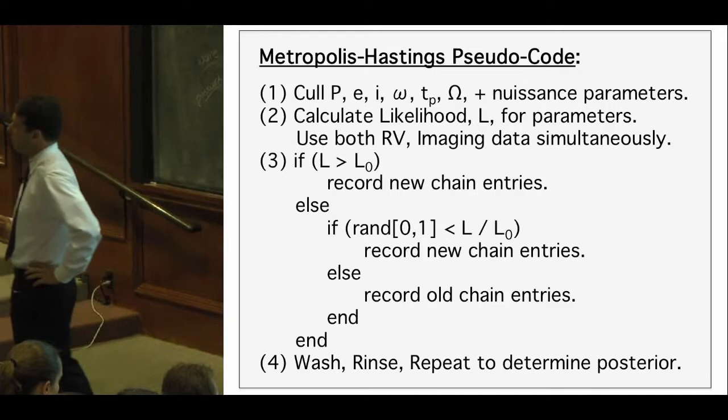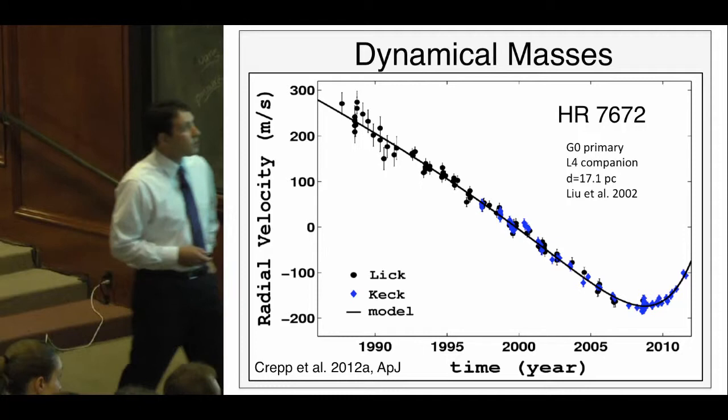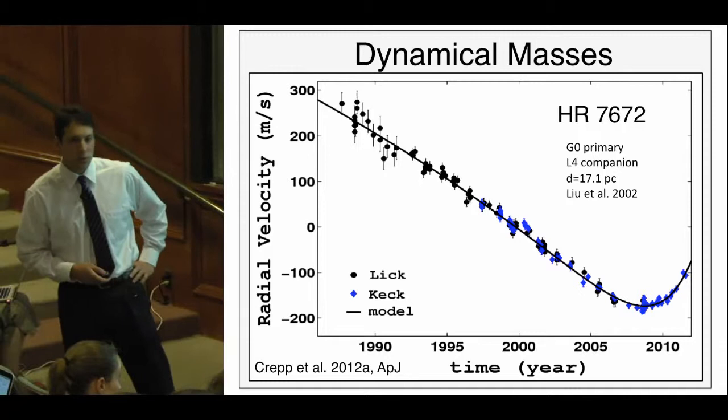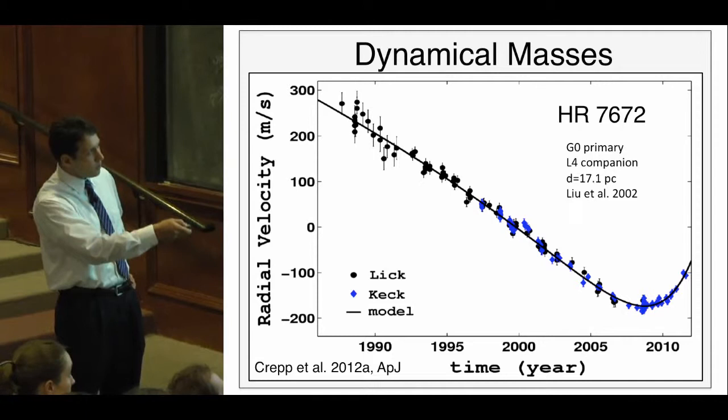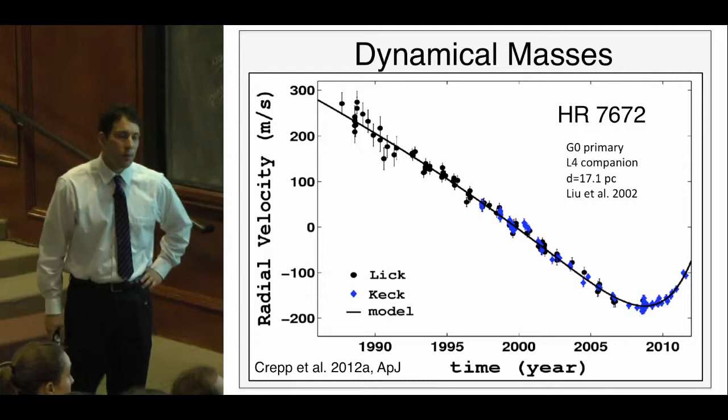So let's do an example. This is HR 7672. It's a famous brown dwarf, or a famous brown dwarf in my circles. It was discovered by Mike Liu in 2002. It was directly imaged based on this long-term radial velocity systemic trend.